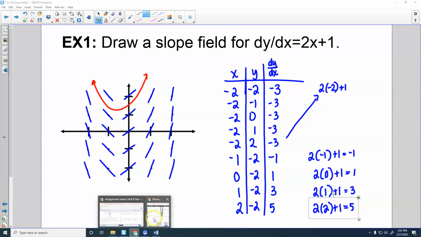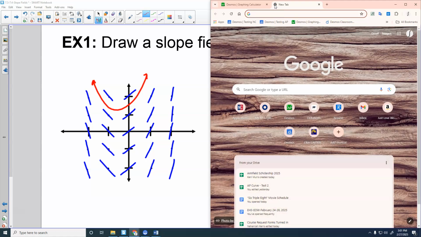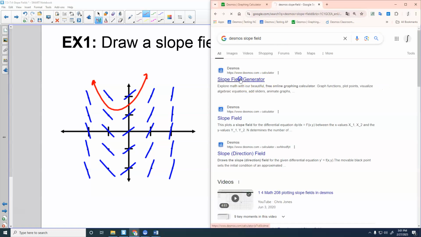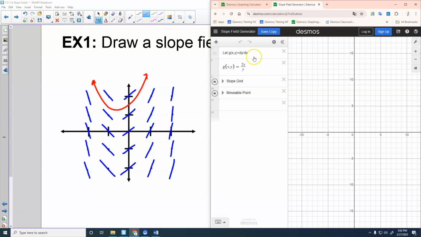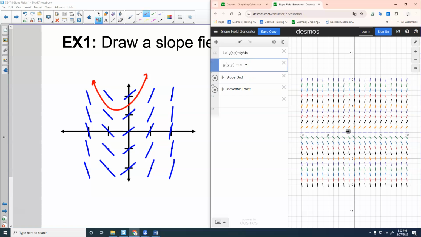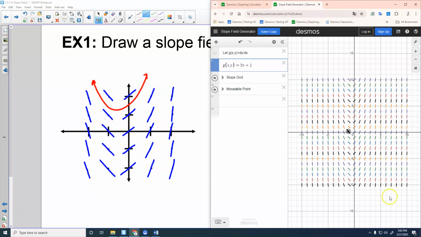I am pretty sure that Desmos does not do a slope field in the normal thing, but if you search for Desmos slope field, the first thing it'll show up is a generator that will do a bigger picture much more quickly. Right, so this is the slope field for 2x over x. If we want to do, let's type in what we just had, 2x plus 1.